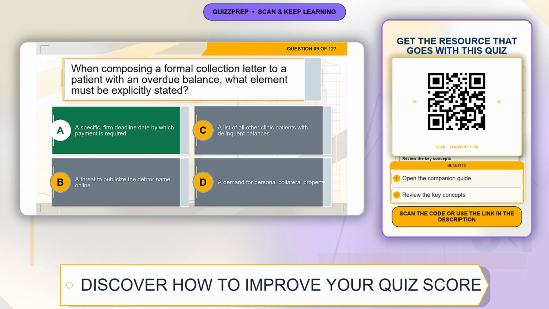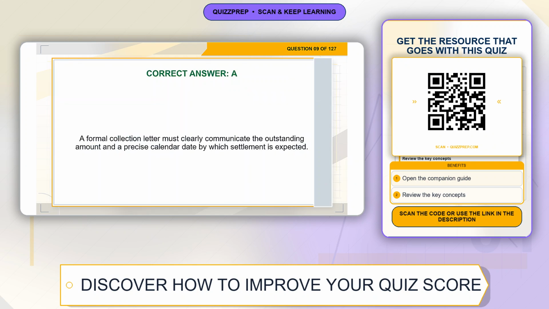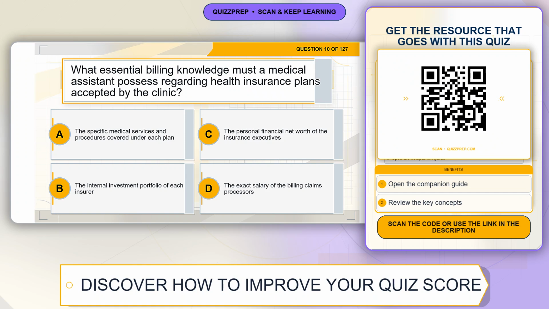The correct answer is option A, a specific, firm deadline date by which payment is required. Explanation. A formal collection letter must clearly communicate the outstanding amount and a precise calendar date by which settlement is expected.